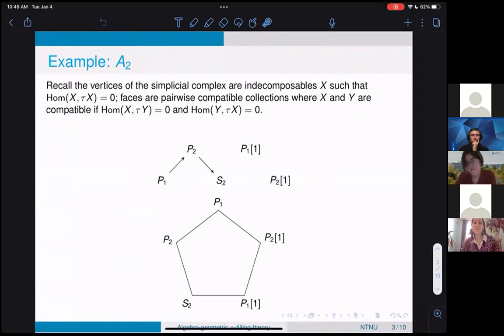So in this case, we have 3 indecomposable modules and 2 shifted projectives. And the simplicial complex that we get is just a pentagon. The maximal faces consist of pairs of vertices, which are mutually compatible. So like the projectives are compatible because we check that Hom(x, tau y) and Hom(y, tau x) are 0 if you started with 2 projectives, for example, because the taus of the projectives are 0. So that's just going to work very well. But you can check that this is the simplicial complex that you get for A2.